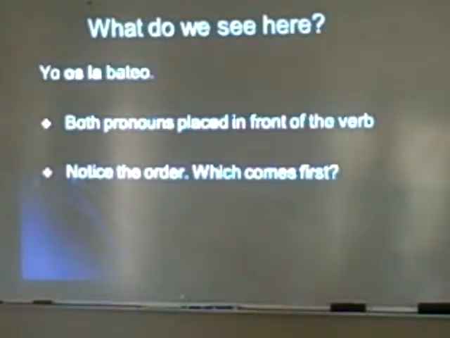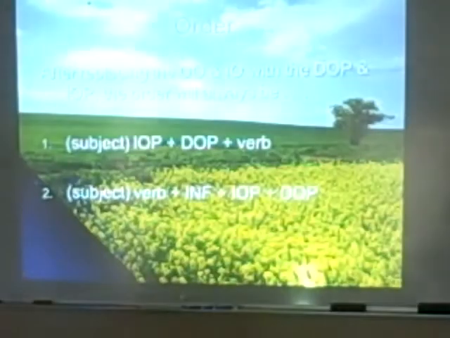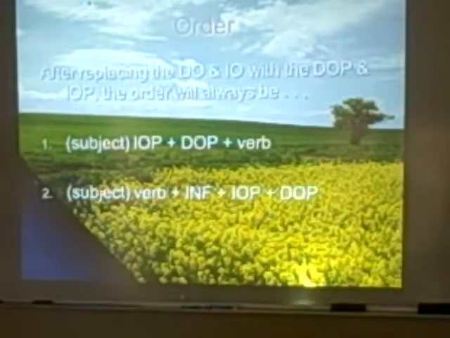Yo os la bateo. Both pronouns are placed in front of the verb. Notice the order. Which comes first? The direct object pronoun or the indirect object pronoun? If you guess that the indirect object pronoun comes first, you're right. In Spanish, you can replace the direct object and the indirect object by placing the indirect object pronoun and the direct object pronoun directly in front of the verb, or directly after the infinitive connected to it.